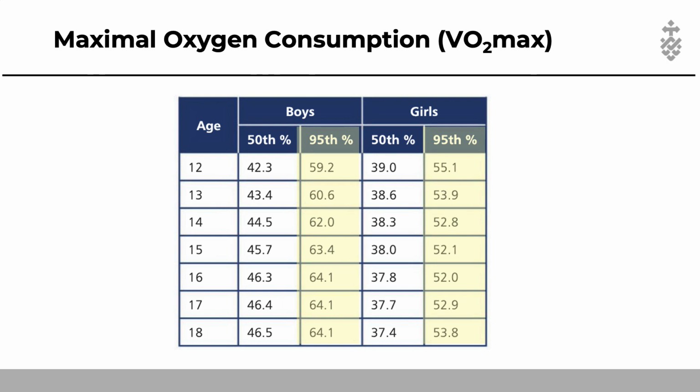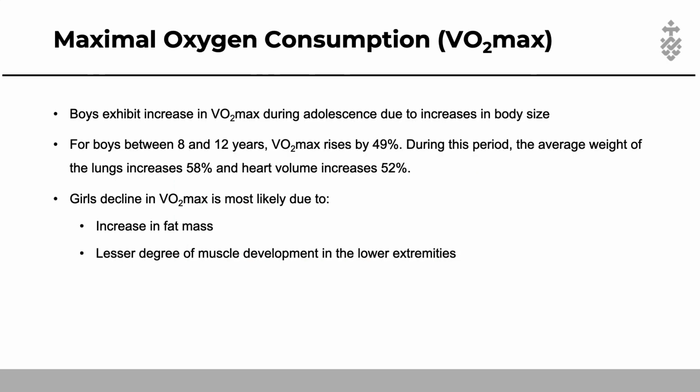Now, if we have a look at the trends in these figures, we can see that the VO2 max for boys increases from 12 to 18 years. So let's look at that 50th percentile. So it actually increases from 12 to 18 for boys, whereas for young girls, it actually decreases slightly from 39 at 12 years old to 37.4 at 18. So the reason that boys display an increase or a greater VO2 max compared to girls during these years is likely due to increases in body size.